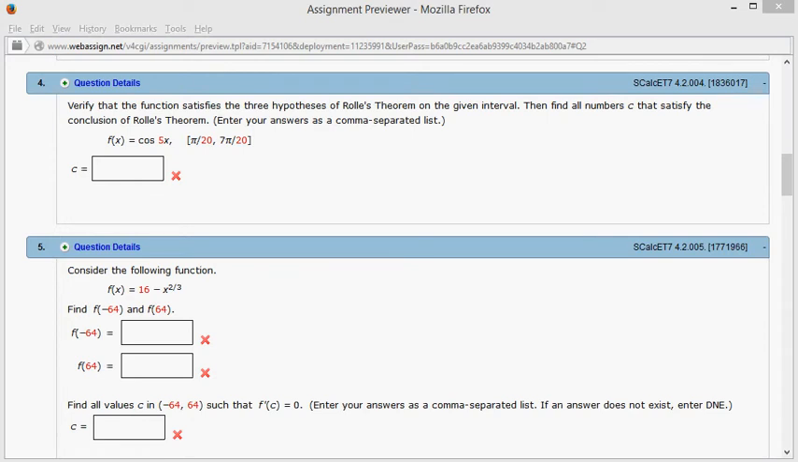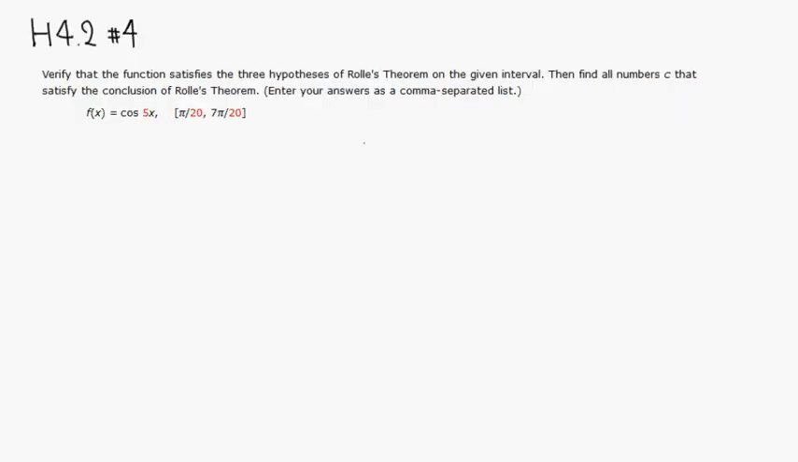Alright, let's look at homework 4.2, problem number 4. We want to verify that the function satisfies the three hypotheses of Rolle's theorem. Let's look at that first. We have to make sure that this function is continuous.